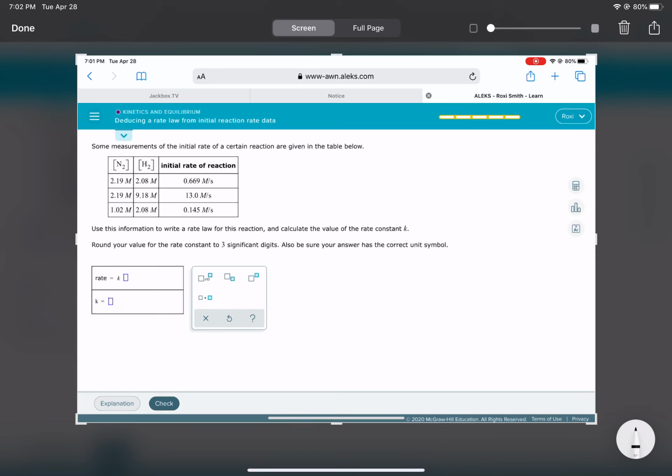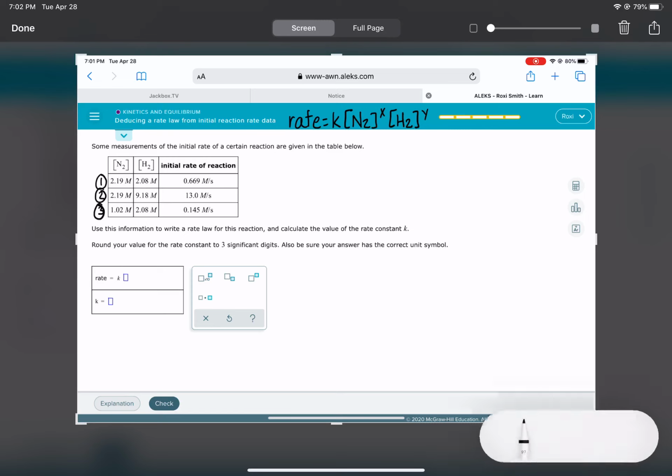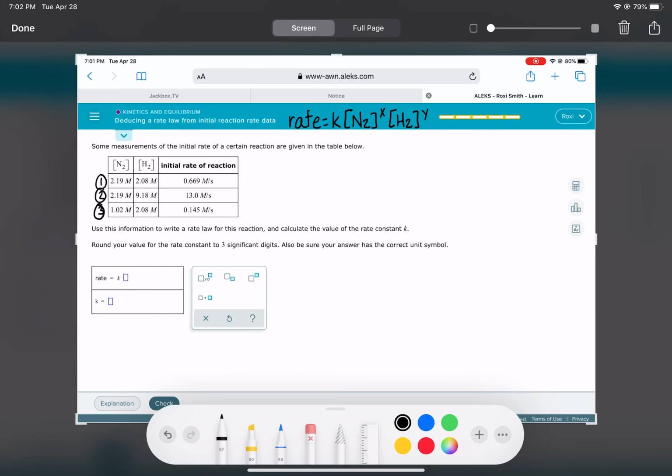So we are going to label our data 1, 2, and 3, and our goal is to figure out the exponents in our rate law. Rate equals k, N2 to the x, H2 to the y, and we're going to start by solving for N2. So that means that we want to look for 2 sets of data where H2 is a constant. So let's use data set 1 and 3. H2 is going to be a constant, and we're going to set those fractions up.